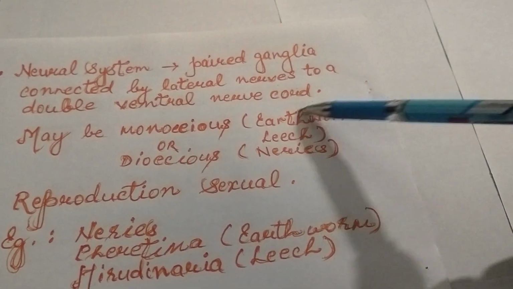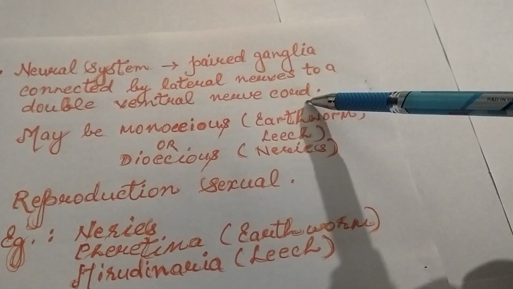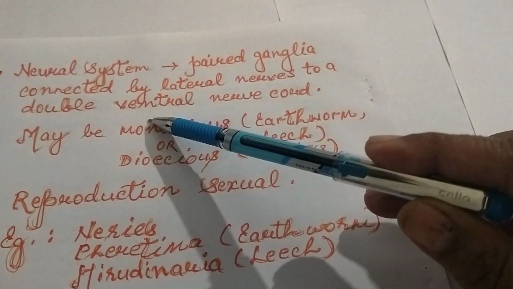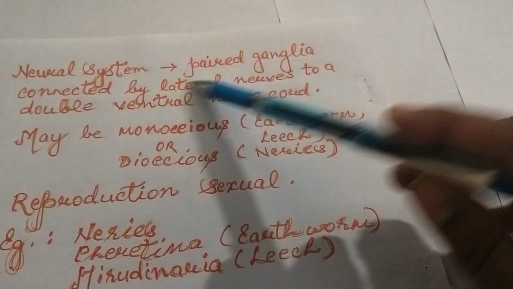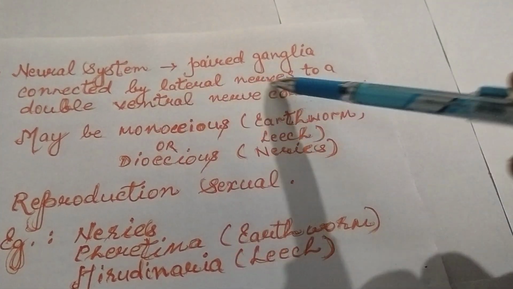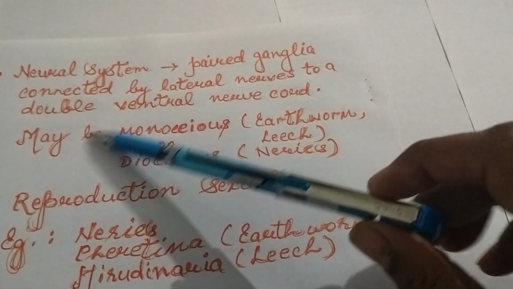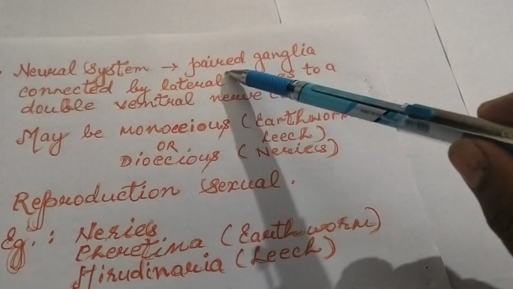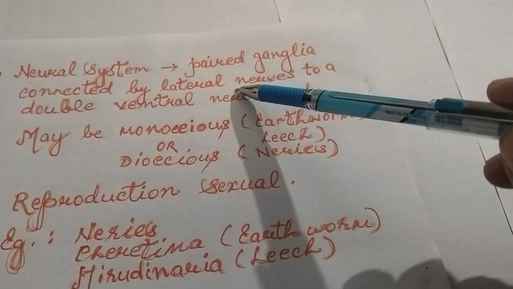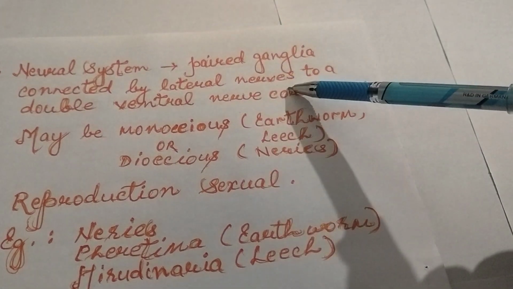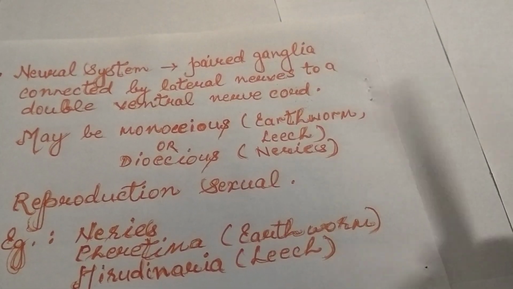See here, you see a nerve cord. Ventral nerve cord means present on the ventral surface of the body, and there is a double ventral nerve cord which is connected by the lateral nerves with what? Ganglia. So the neural system of annelids consists of paired ganglia connected by lateral nerves to a double ventral nerve cord.